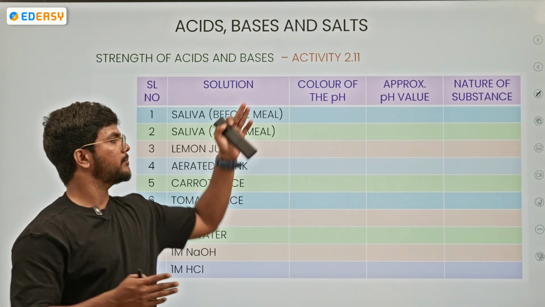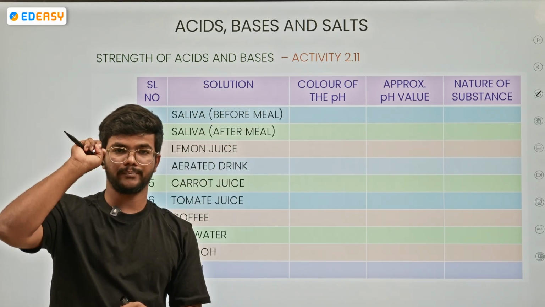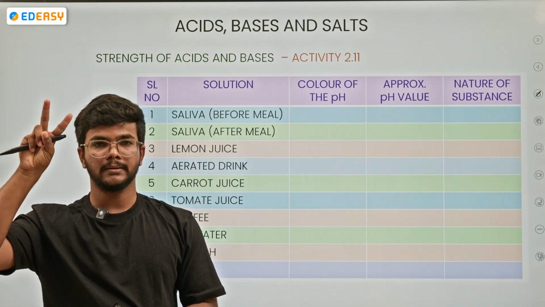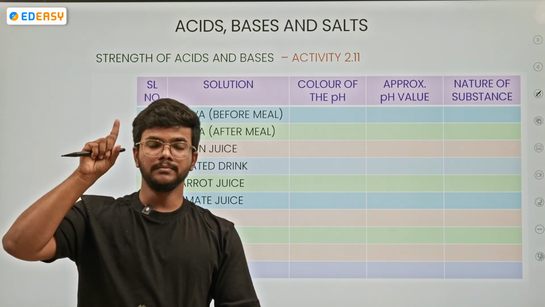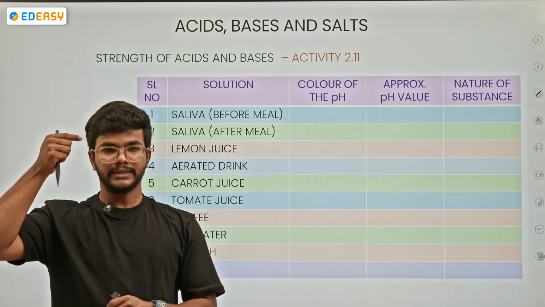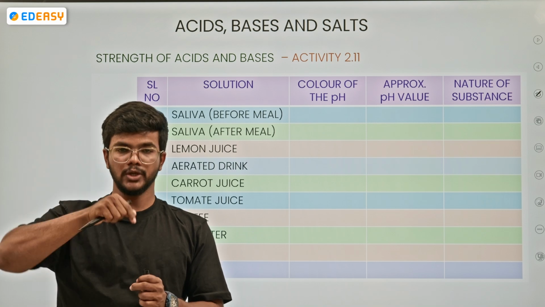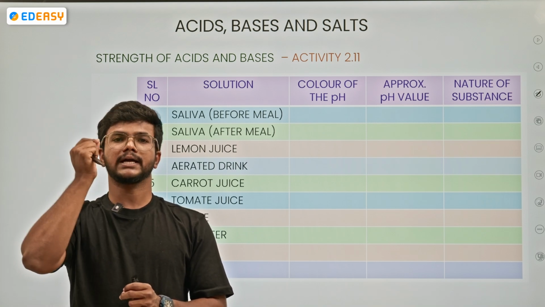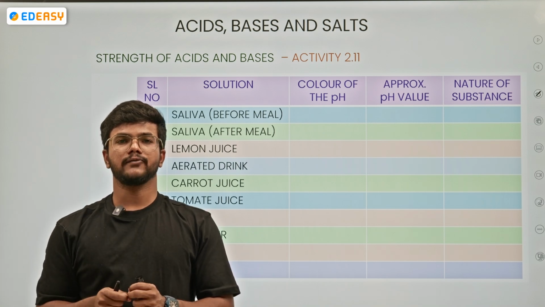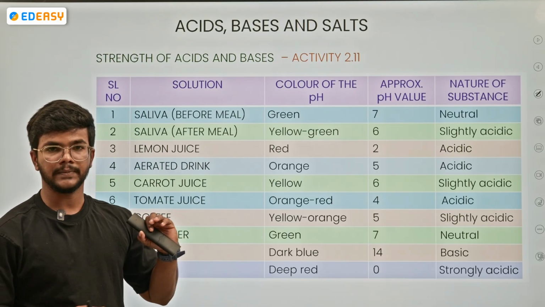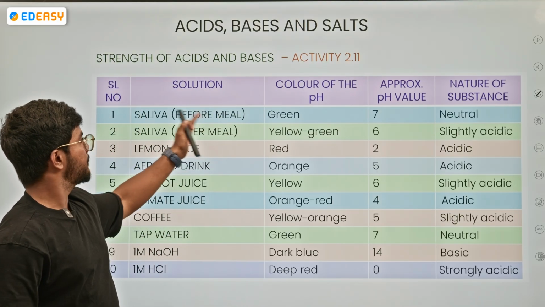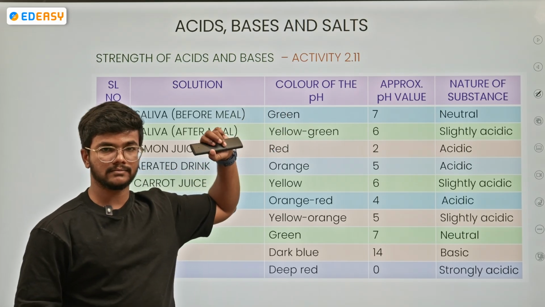an experiment with the pH indicator. There are two types of pH indicator, liquid form and dry form, which is a paper form. When you dip the pH paper in the solution, it gives us a color. With the color you will identify whether it is acidic or basic. Okay, so what are the values of this? First, saliva before meal is green. So why is it green?